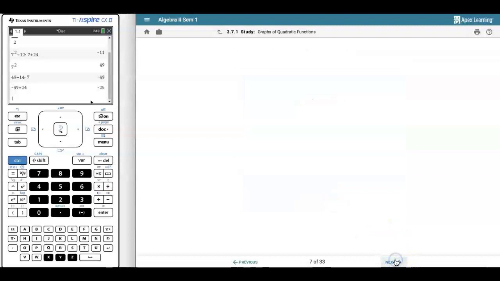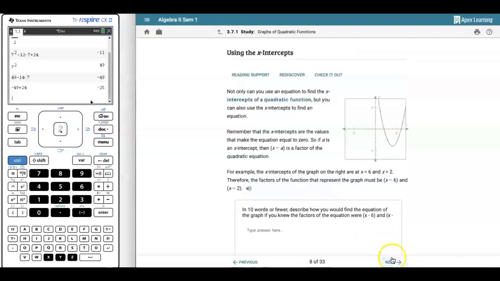All right. So then you can not only use this equation to find the x-intercepts, but you can also use the x-intercepts to find our equation. So the whole time we've been working from equation to x-intercept. Now what I'm saying is if you have a graph and you have the x-intercept, you can work backwards and find out the equation from the graph and from the x-intercepts.